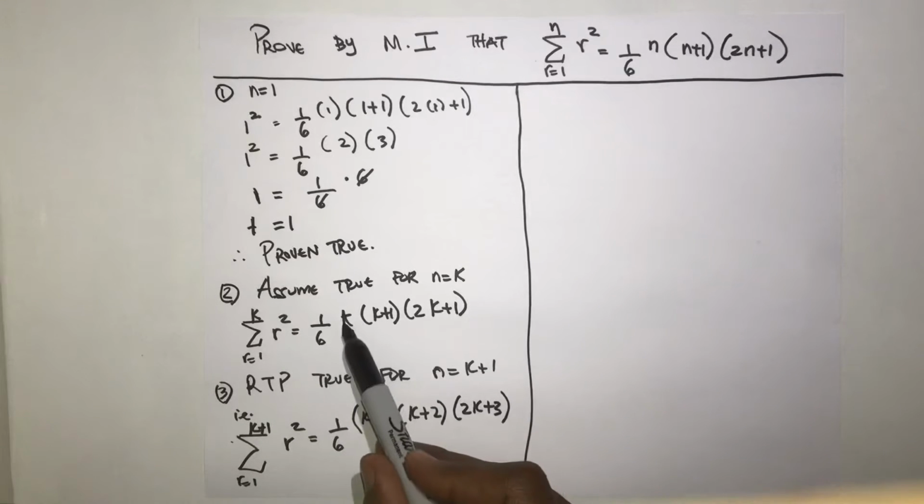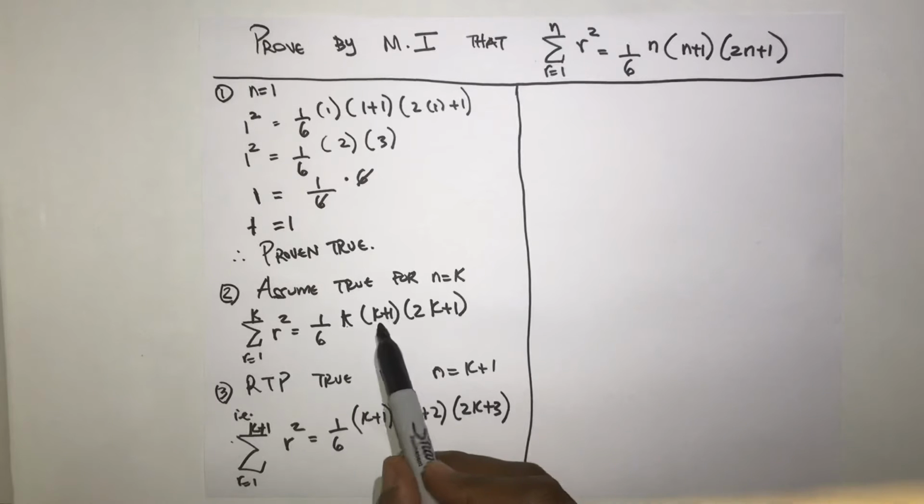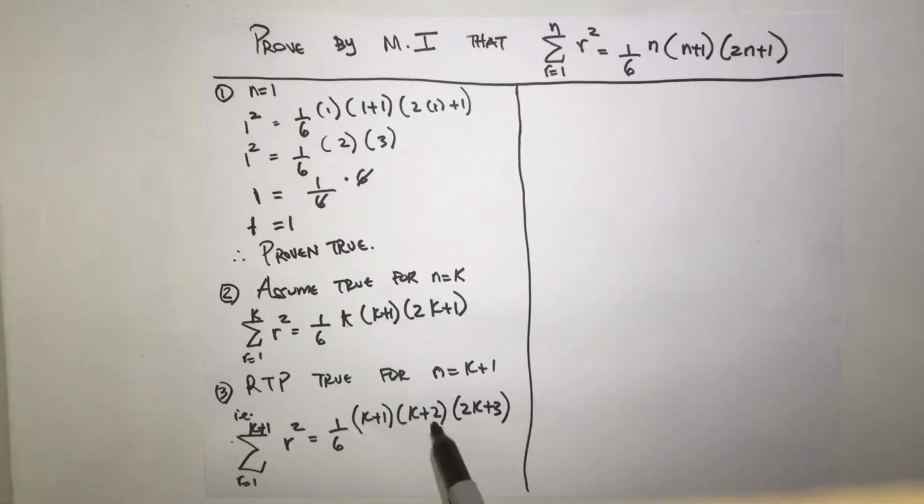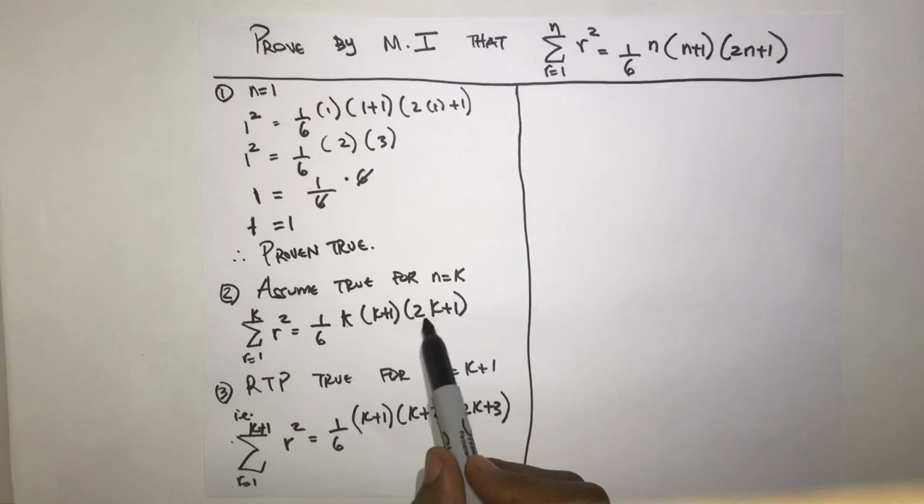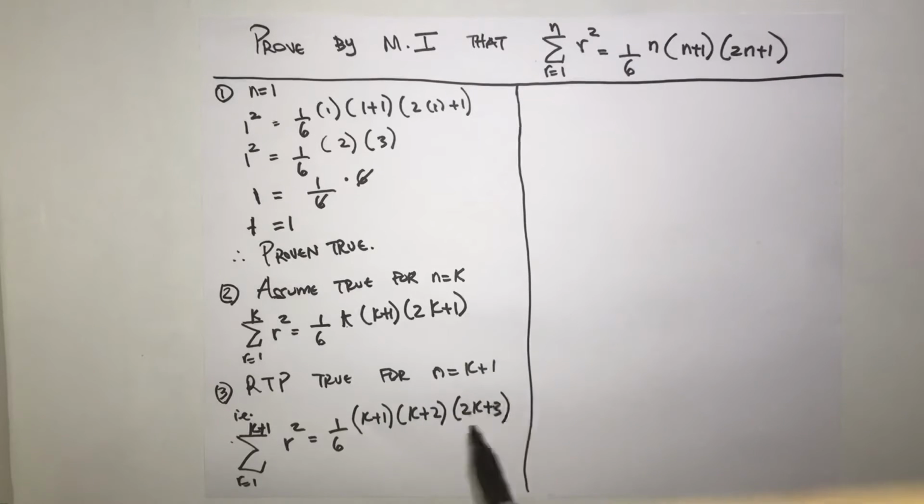So this would be k replaced by k plus 1. K plus 1 would be k plus 2. And k plus 1 would have been 2k plus 2 plus 1, which is 2k plus 3. Right? So you're required to prove true for this. Now, this is what you actually want to prove true. Because once you put k plus 1, this is what you should get. So you're going to use the case in step 2 to prove true for k plus 1.